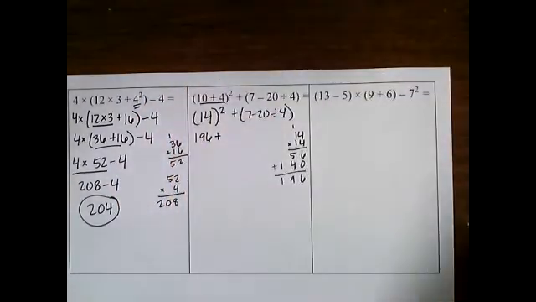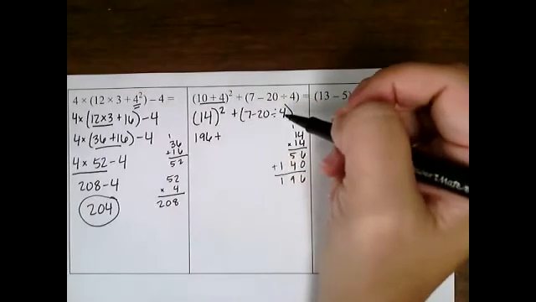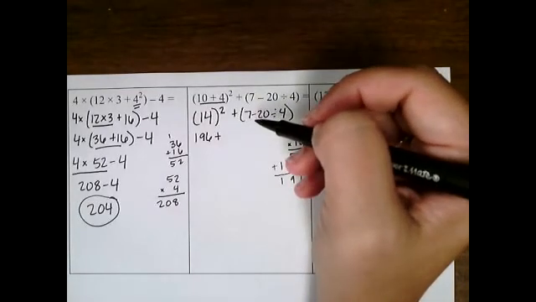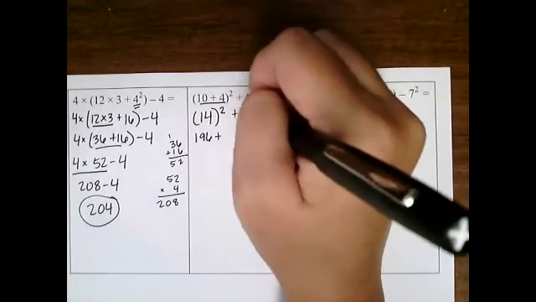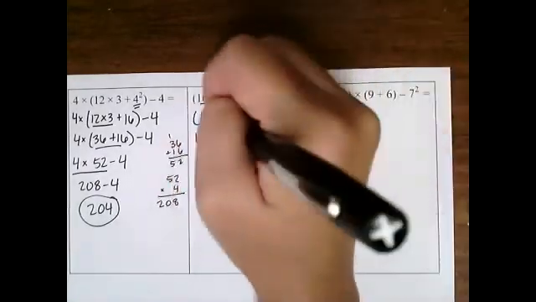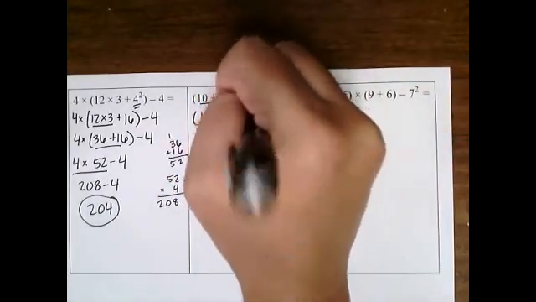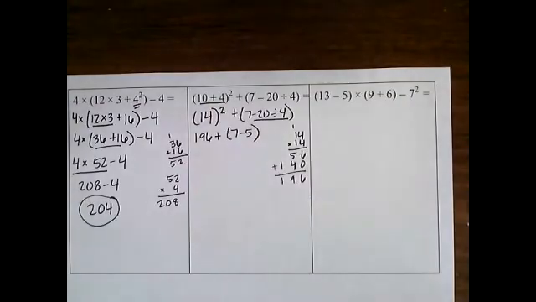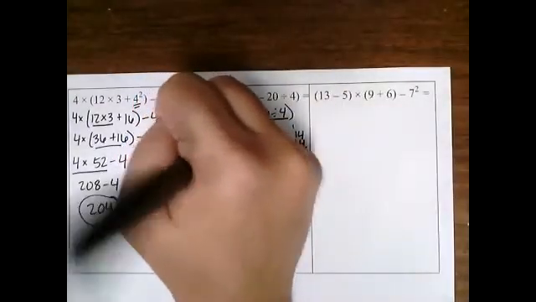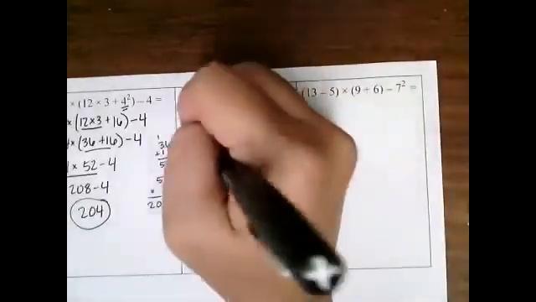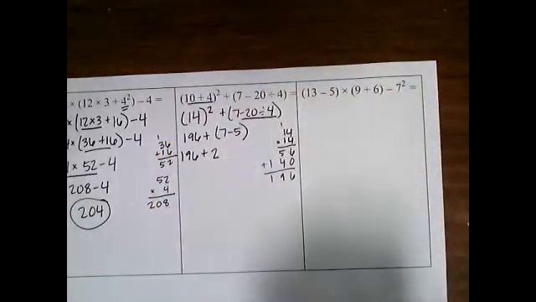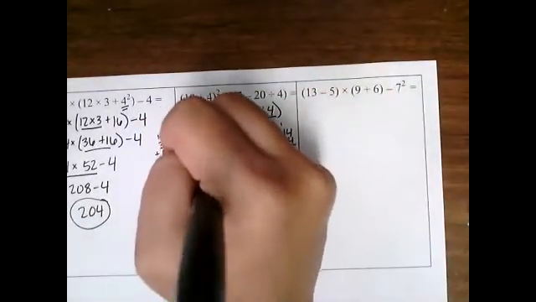Plus, now I'm going to look in this parenthesis. So inside the parentheses, division comes before subtraction. So negative 20 divided by 4 is negative 5. Finish out my parentheses. 7 minus 5 is 2. 196 plus 2 is 198.